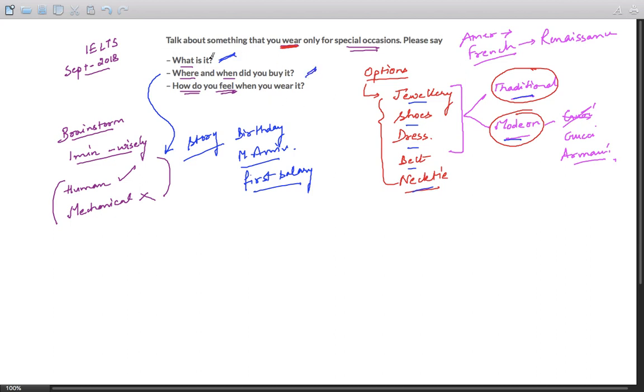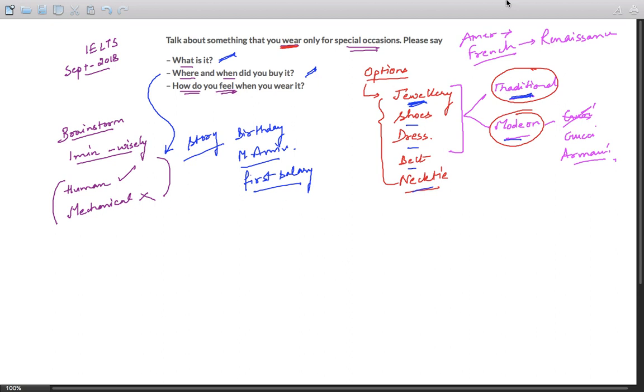So don't simply say I often wear a piece of jewelry. Create a story around it. That regularly I do not wear a piece of jewelry, but on special occasions such as birthday parties and for marriage anniversary functions or for special events, I prefer wearing a particular piece of jewelry which is traditional Indian jewelry, for example. So just make a story, a short story.